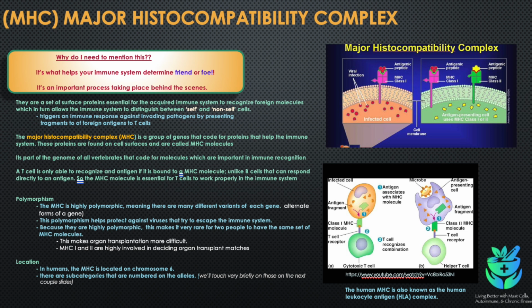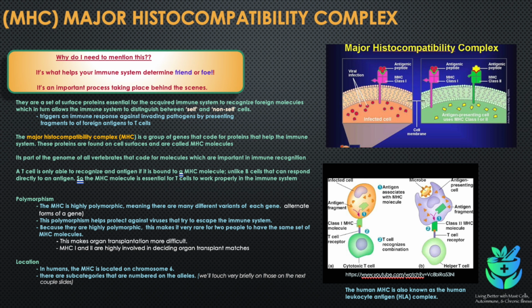The major histocompatibility complex is a group of genes that code for proteins that help the immune system. These proteins are found on cell surfaces and are called the MHC complex. For example, a T cell is only able to recognize antigens if it's bound to an MHC molecule, unlike B cells that can respond directly to the antigen. So the MHC molecule is essential for T cells to work properly in the immune system.